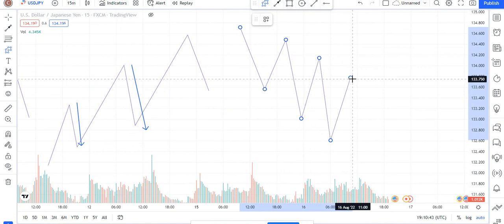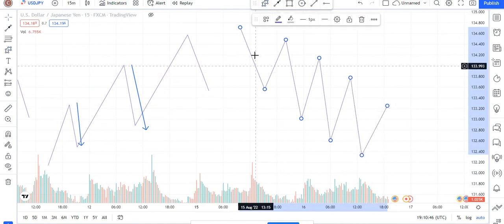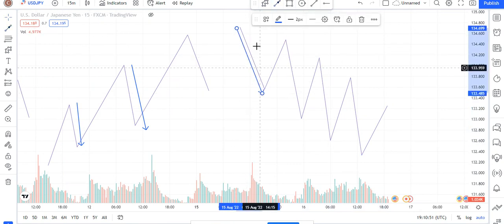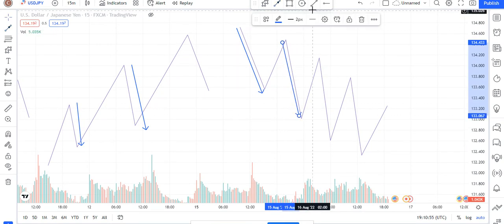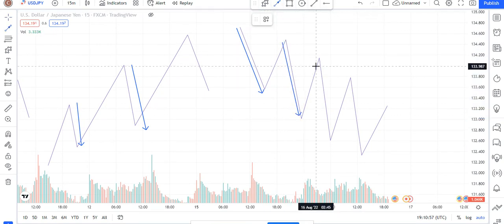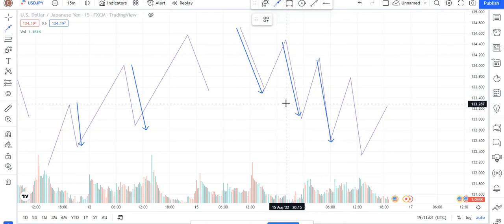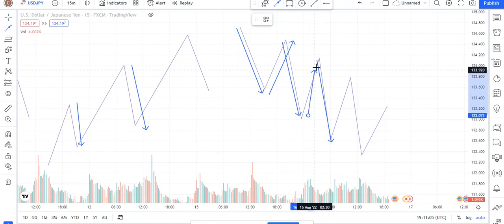So in a downtrend, we can see that all the impulse legs are the ones that are coming down because the trend is downward. The trend is bearish. So the impulse legs are the legs that go down like this. All these are the impulse legs. While the corrective legs go up like that, like that, like that.